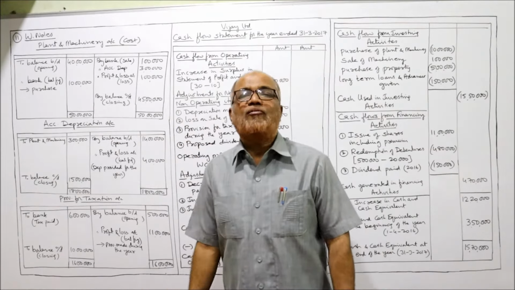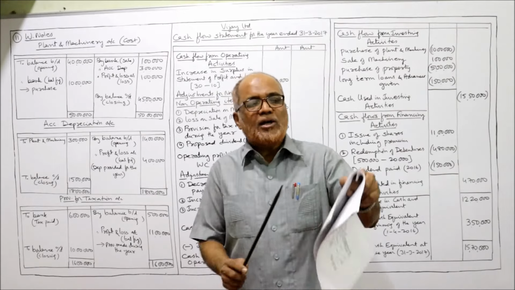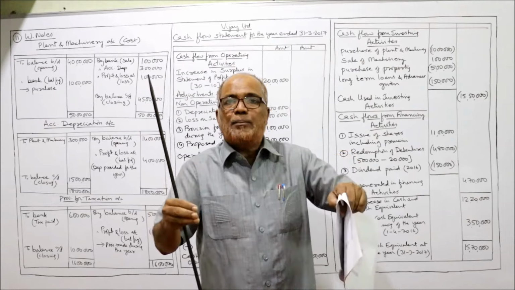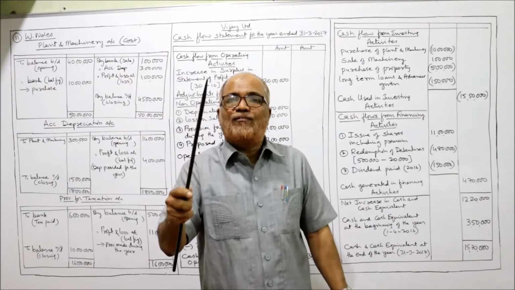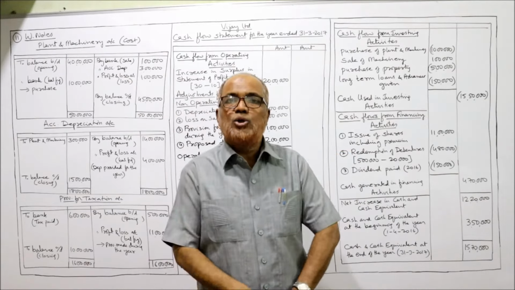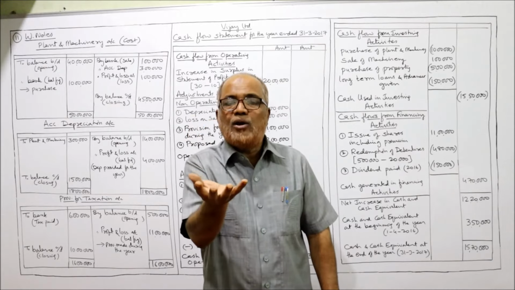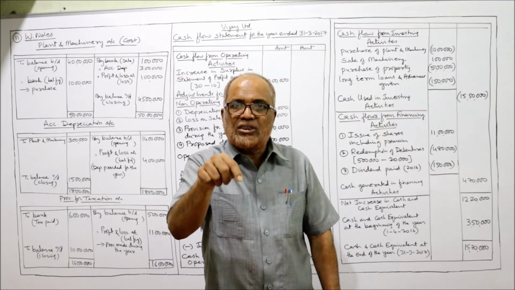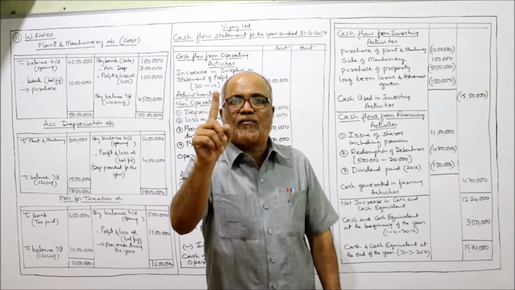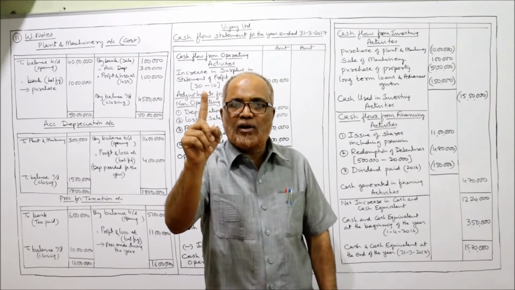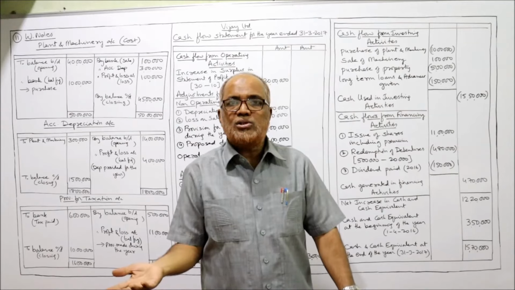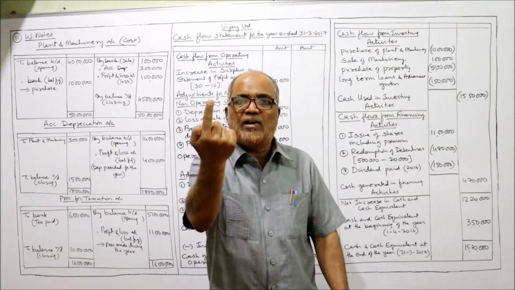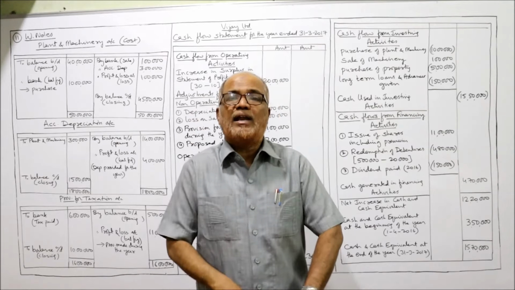Third entry, profit or loss. Actually the cost of that machinery was 5 lakh and accumulated depreciation was 3 lakh. So 5 lakh minus 3 lakh, 2 lakh. That means book value of the machine is 2 lakh. And this 2 lakh worth of machine is sold for 1 lakh. So there is a loss. Because the value is 2 lakh, but we are selling it at rupees 1 lakh. So there is a loss of 1 lakh.